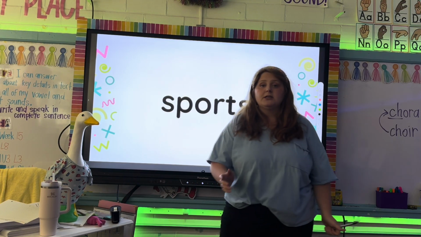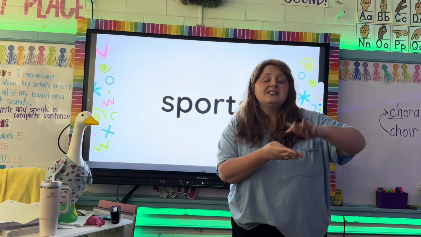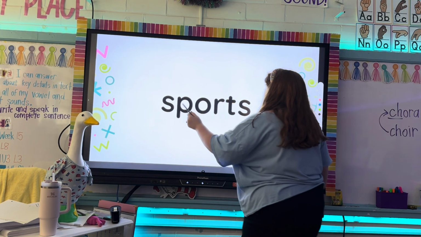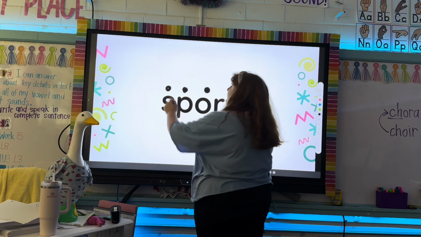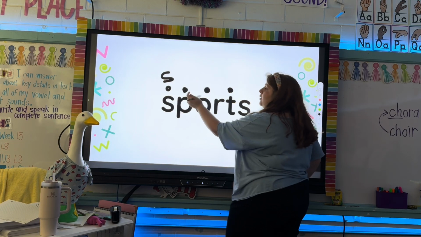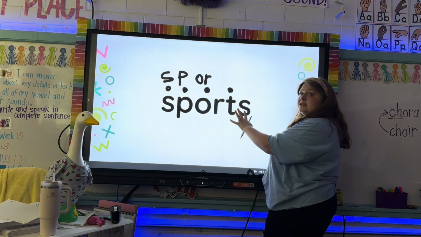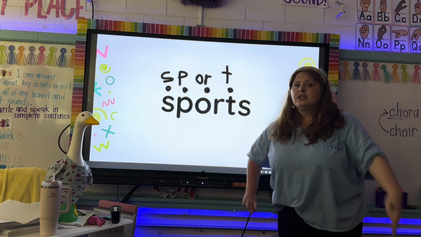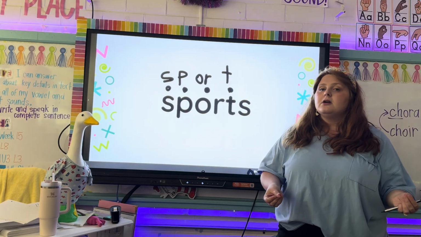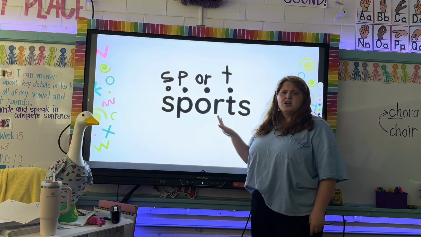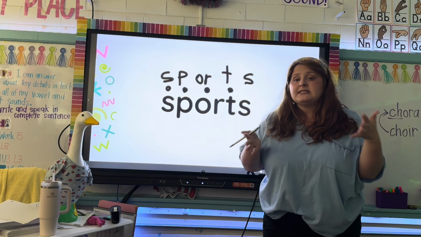Let's pound and tap sport. Sport. Sp. Or. T. 4 phonemes. You spell S at the beginning of a word with an S. You spell P with a P. Or, O-R. T with a T. And then your teacher said that this word is plural. And if something is plural and it just ends in the letter T, all you have to do is add that S. You can really segment the word sports.